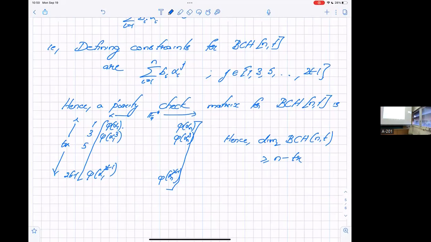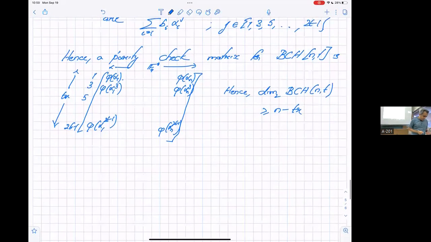But no, the dimension just kills you, no? So r is already something like log n, so t can never be more than n over log n, in this definition, the way we are doing it. Okay, that's the end of the proof.